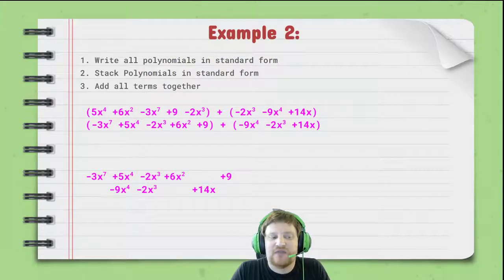So I have negative 3x to the 7th. And then when I add 5 and negative 9, I get negative 4. When I add negative 2 and negative 2, I get negative 4. 6x squared is by itself. 14x is by itself. 9 is by itself. So most things just come straight down, but I do need to make sure I combine like terms on the other two.